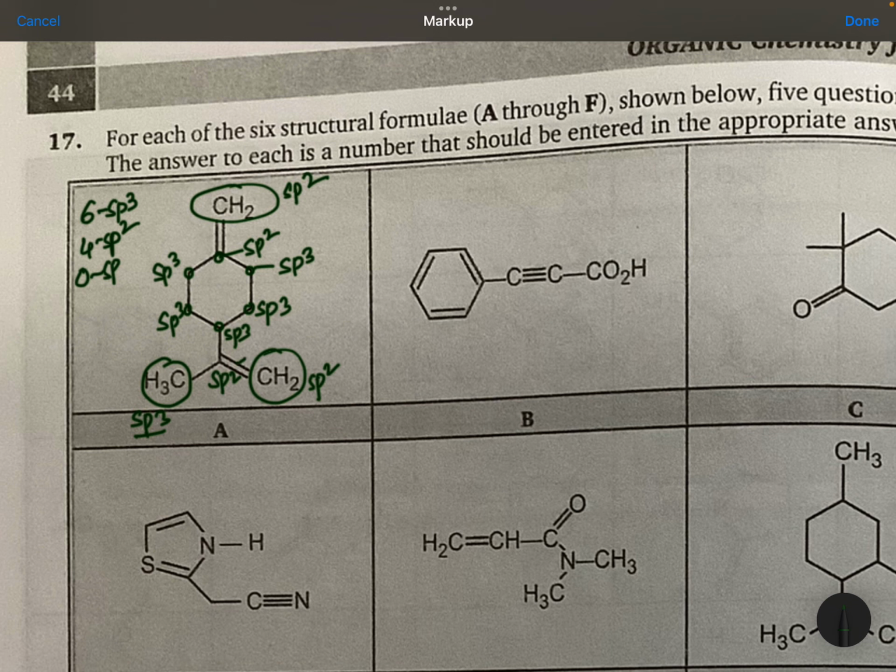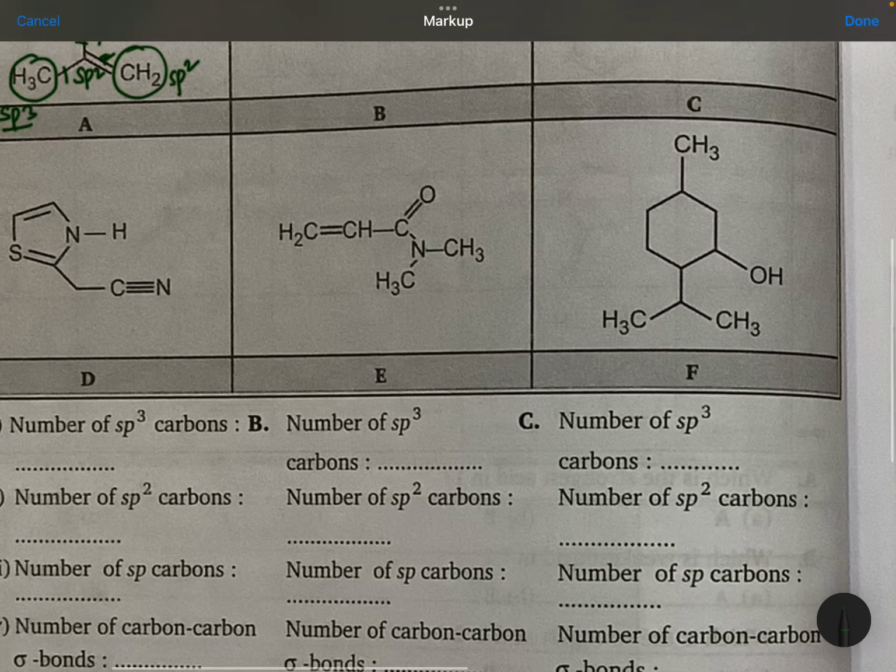This is first pi bond, this is second pi bond. Only 2 pi bonds are there. Remaining are sigma bonds 1, 2, 3, 4, 5, 6, 7, 8, 9, 10. 10 carbon-carbon sigma bonds are there, not with hydrogens, only carbons we are saying. Look at the question number B.